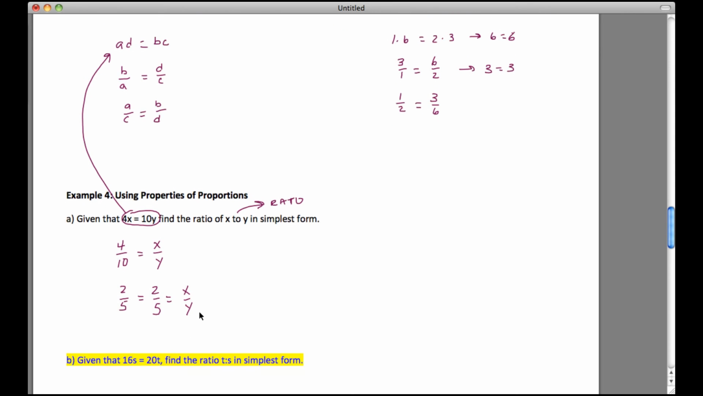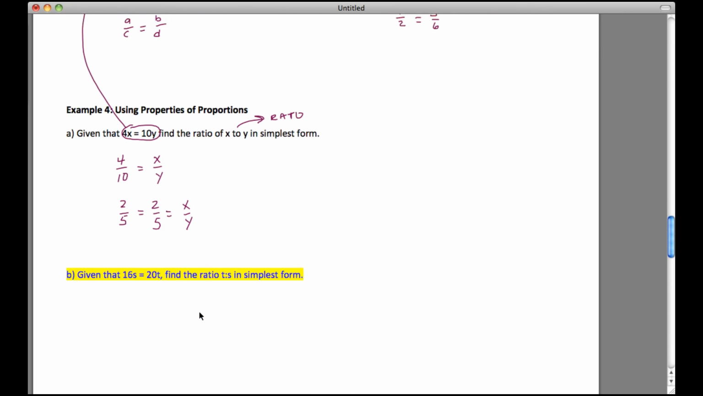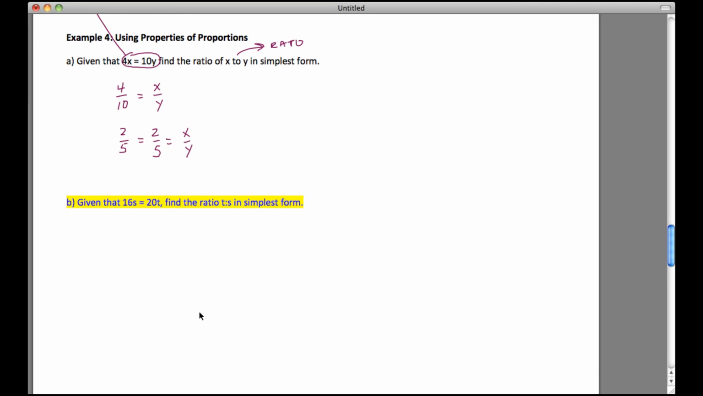I'm going to scroll down. I'm giving you this next one. Okay? Remember, this T colon S is a ratio. And so I'd like for you to reconstruct this one and find the ratio of T to S. You've got one more example on this sheet of paper. We're going to talk about that one in class.